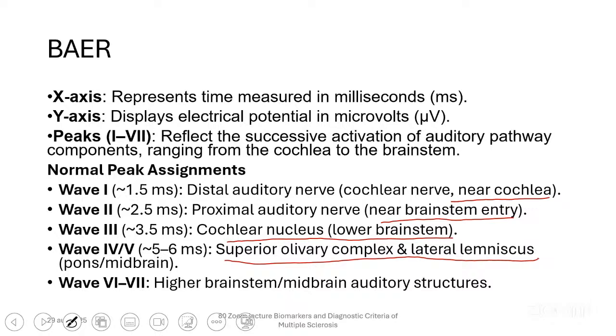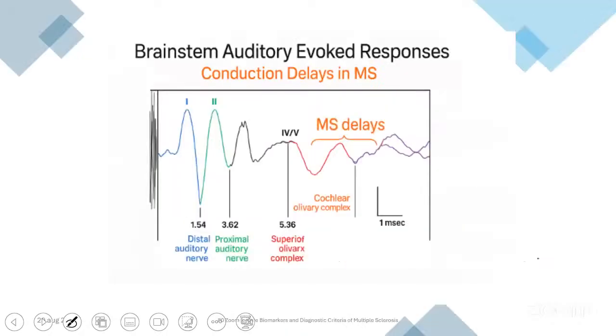So these are the important latencies which we always calculate. And these are the normal values which I showed here. And you can see the conduction delays in ms. The distal auditory nerve, 1.54, not disturbed. Proximal auditory nerve, 3.62. Superior olivary complex.